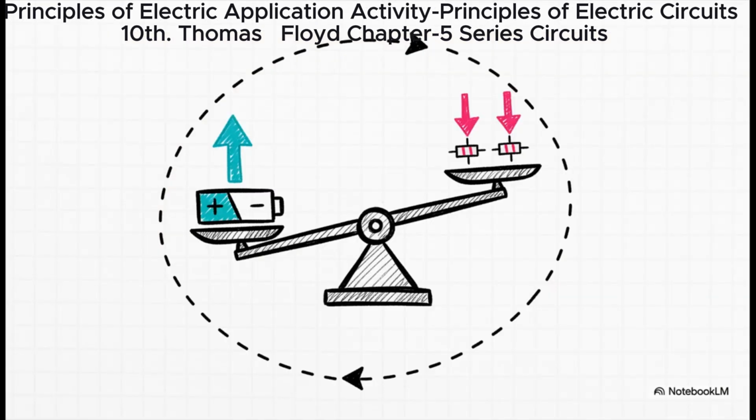So you see where this is going, right? An electron zipping around a circuit is just like our hiker. By the time it makes the complete round trip and gets back to where it started, the total voltage change has to be 0. The rises have to perfectly cancel out the drops.